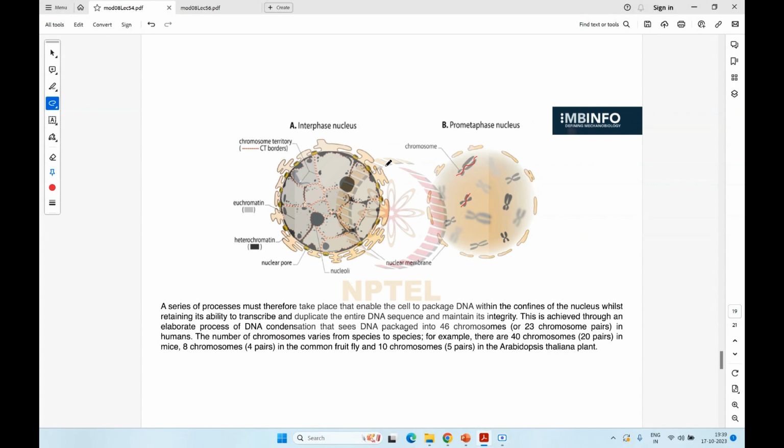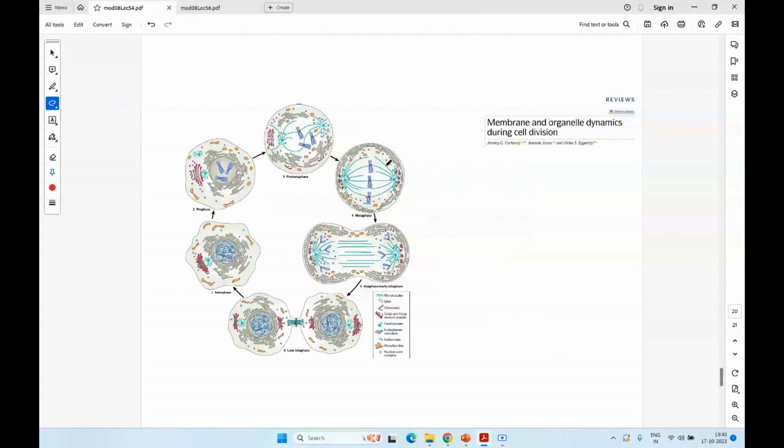Similarly, different species, as you can read, have different numbers of chromosomes, and this would lead to differences in the cell division, but the basic procedure remains the same. Meiosis, on the other hand, is very different. This pictorially represents how cell division would occur.